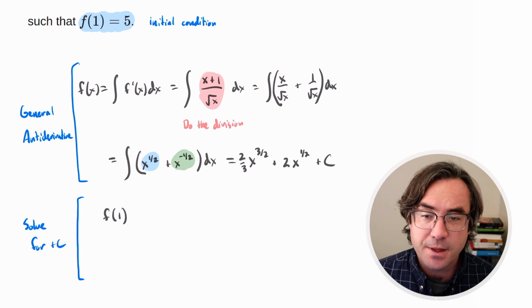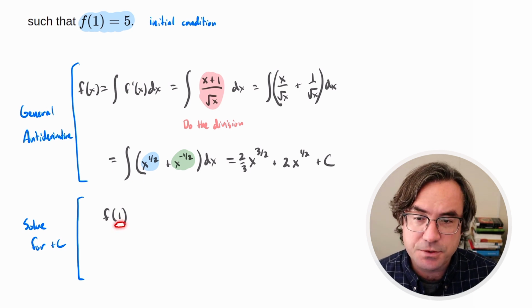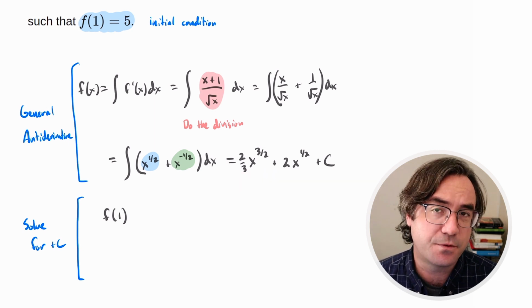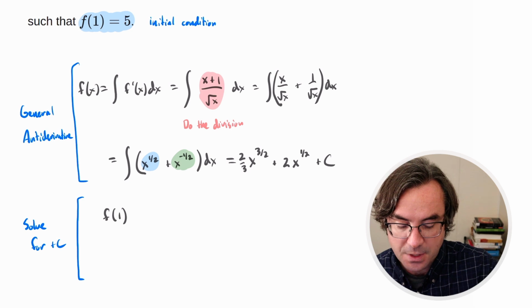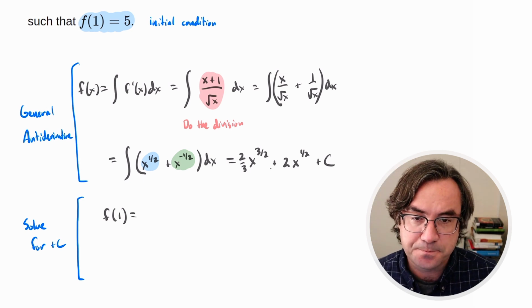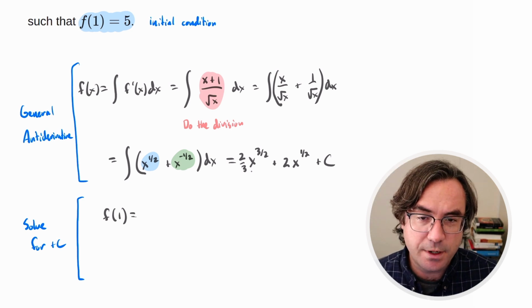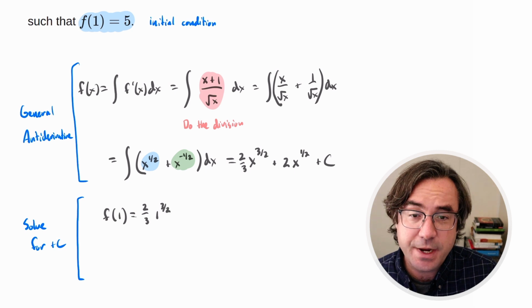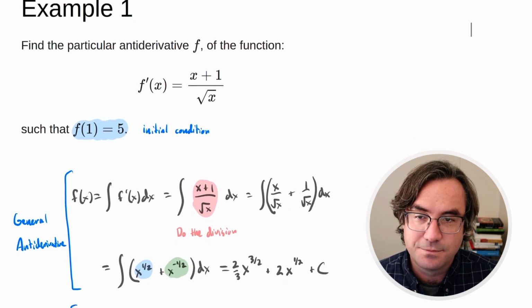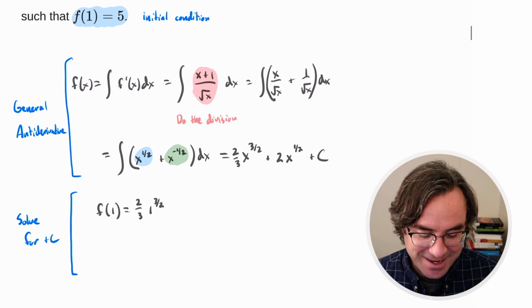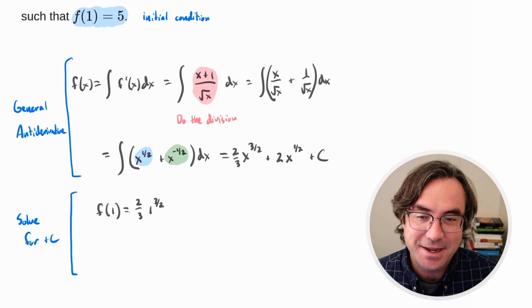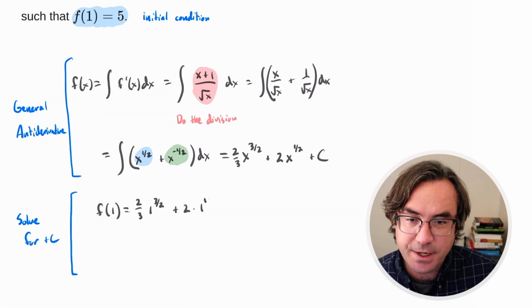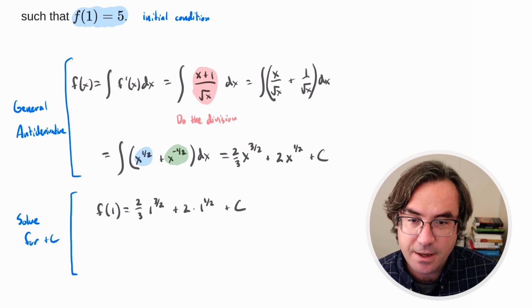So the idea here is let's take x equals 1 and plug it into the function that we have so far for f. So we're going to evaluate. So we'll plug x equals 1 into the first part. We get 2/3 times 1 raised to the 3/2 power. And then we plug it into the second part, and we get plus 2 times 1 raised to the 1/2 power. And then we have our plus c.